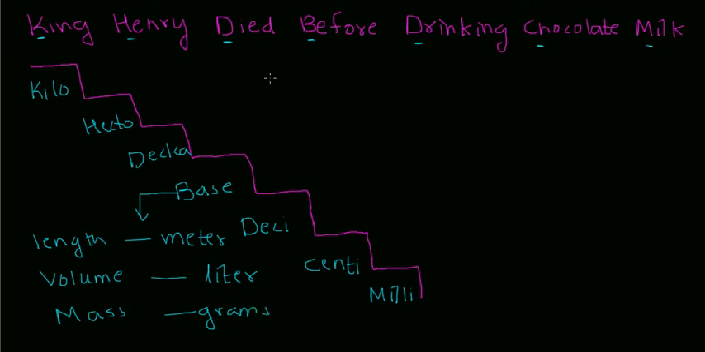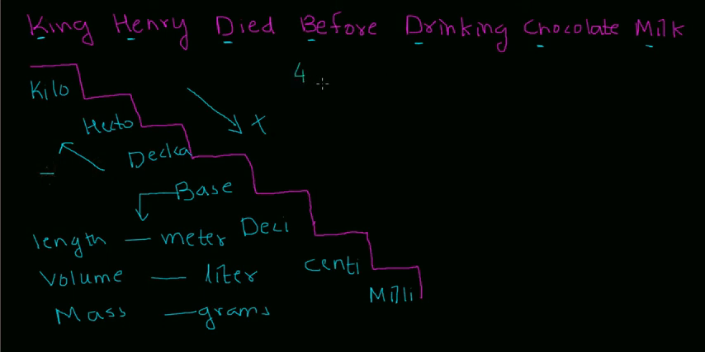Now I'll be directly starting with an example to explain this better, how to use the metric ladder. I would like to mention that when we are climbing down the metric ladder, we multiply, and when we are climbing up the metric ladder, we divide. It will be more clear as we do the examples.